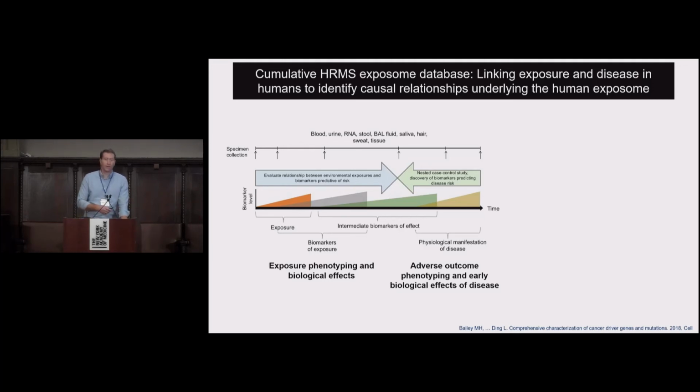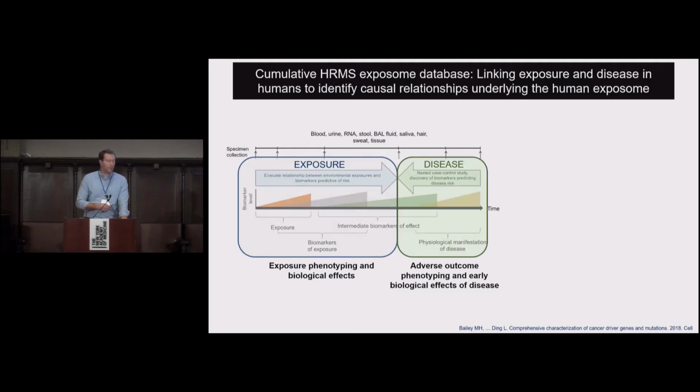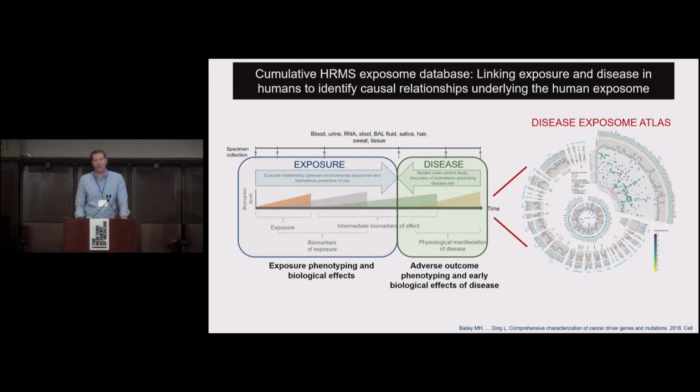But I think in terms of walking before we run, we should start thinking of ways of how we can create disease exposome atlases. So rather than looking across populations and trying to get exposomes for everybody, can we start focusing on some of the higher prevalence or higher burden diseases and start accumulating exposome databases that allow us to characterize exposomes linked to, say, certain cancers or heart disease or diabetes.